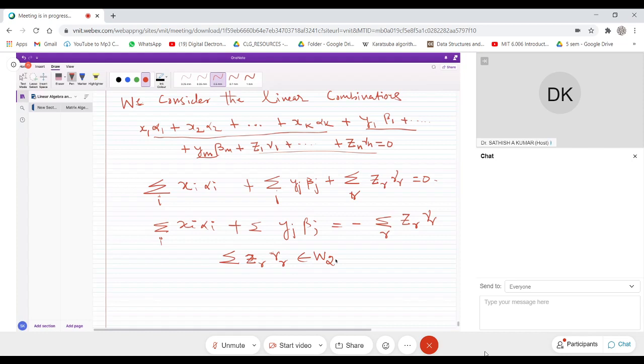But we also see that the alpha i are vectors in W1, and beta j are also vectors in W1. But zr gamma r I am writing as equal to this, so this must belong to W1 also, because alpha and beta j are vectors in W1. If I write something as a combination of those, it should belong to the same set. So from this observation, one can say that summation over zr gamma r should belong to W1 intersection W2.